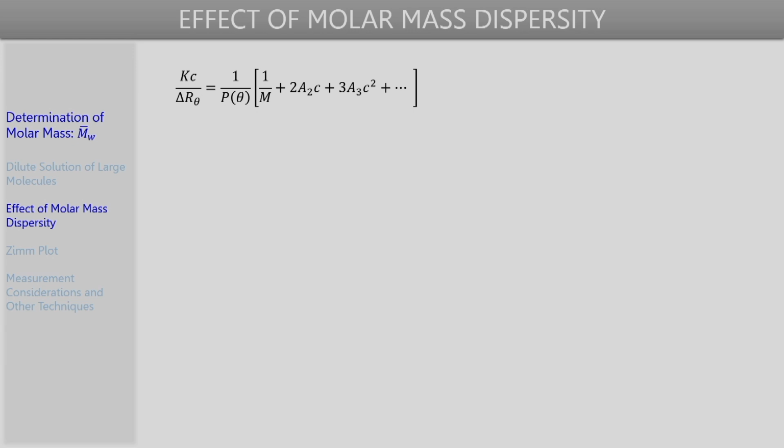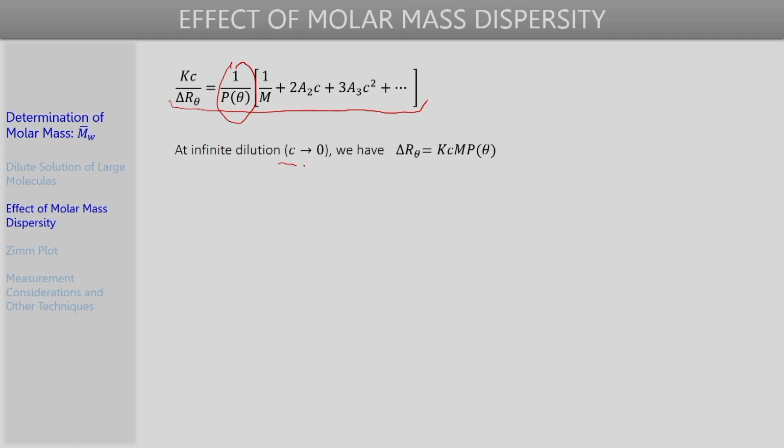Again, we start with our equation for Kc over delta R(theta), the basic equation for static light scattering, where, because the scattering is from large solute molecules, we have this 1 over P(theta) term as well. Now, let us consider a simple case of infinite dilution. Infinite dilution means that the solution is not just dilute, but highly dilute, so that the concentration c tends to 0. The discussions till now correspond to dilute solutions, and now let us consider the limit of infinite dilution.